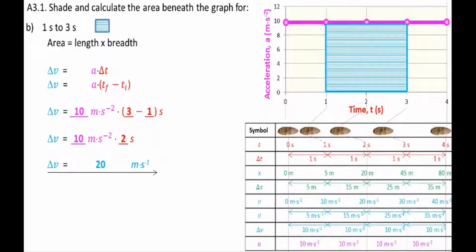Let's check that. At the start of this interval, the velocity was 10 meters per second. At the end of the interval, 30 meters per second. How much did the velocity change? 30 minus 10, 20 meters per second.